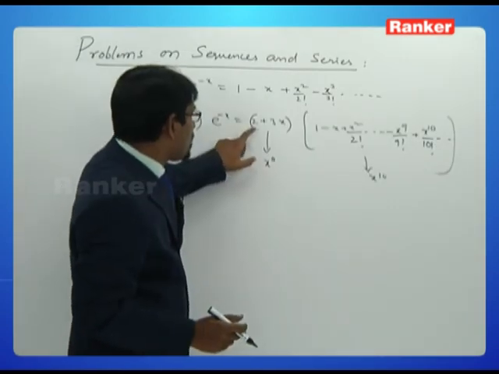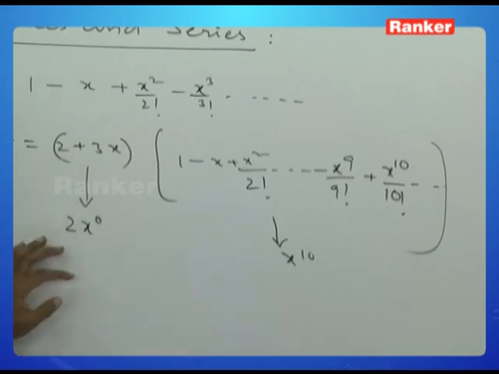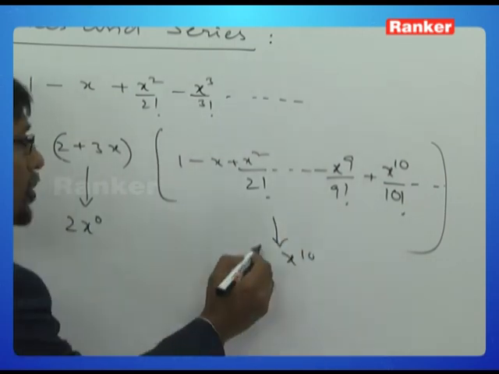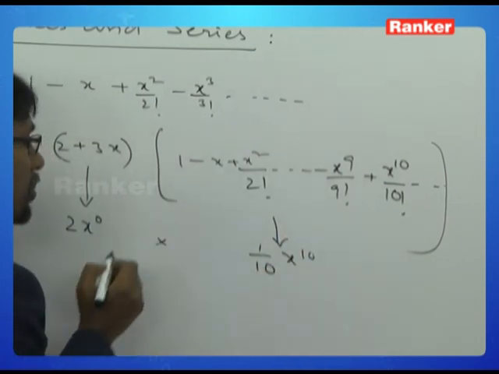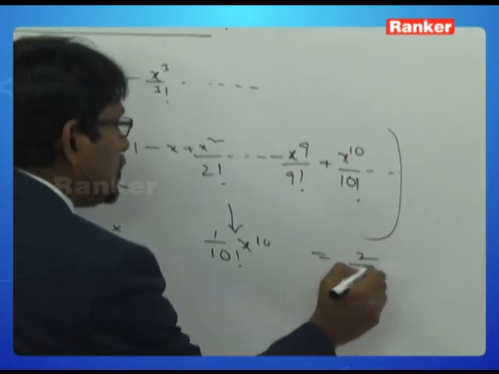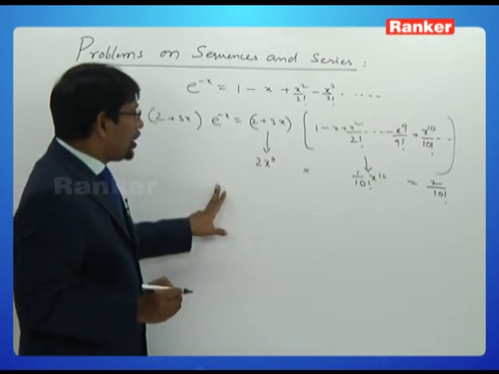What is the x power 0 term? That is the constant term, and it comes with the coefficient 2. What about the x power 10? It doesn't come as it is, it comes with some coefficient, so 1 by 10 factorial. So when you multiply, what do you get? 2 by 10 factorial there.